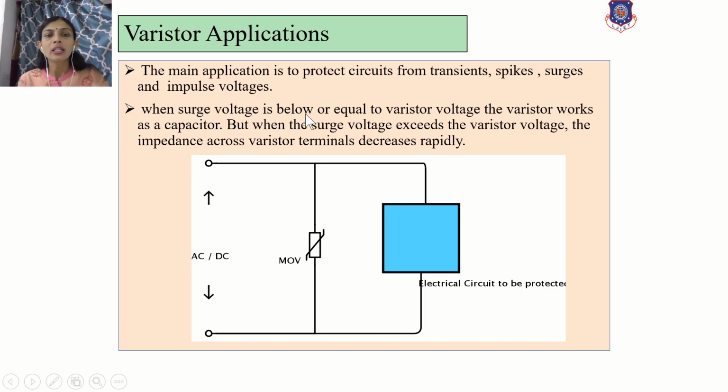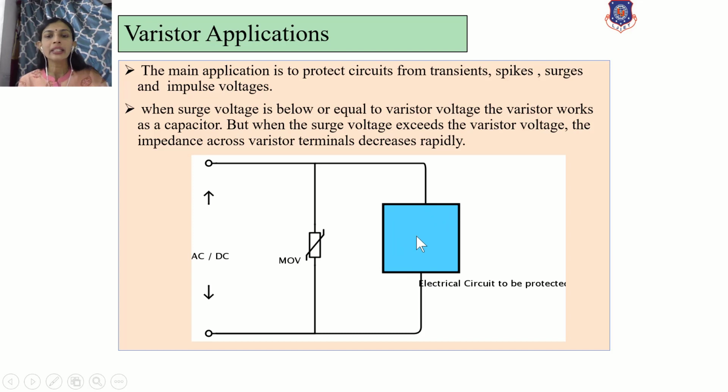When the surge voltage is below or equal to the varistor voltage, the varistor works as a capacitor. But when the surge voltage exceeds the varistor voltage, the impedance across the varistor terminals decreases rapidly. So the parallel circuit will be protected automatically from the excessive current. Since its impedance decreases, most of the excessive current and noise will be filtered out by this component, which is known as a variable resistance, that means varistor.